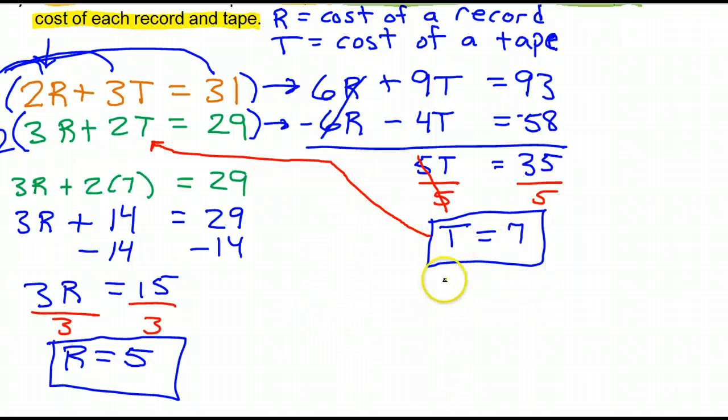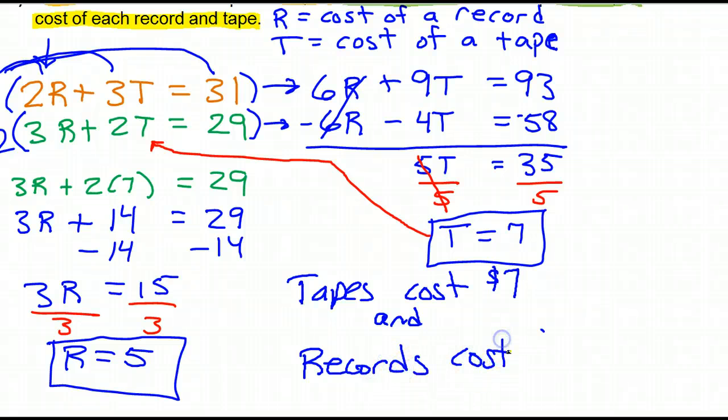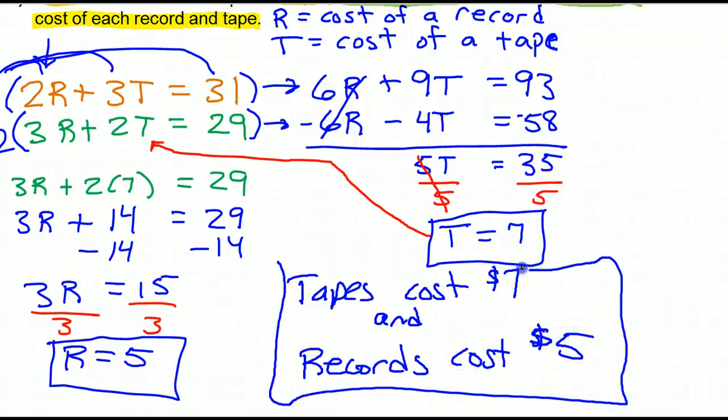Anyway, don't forget to convert these back into words. So the cost of each tape. So we would say tapes cost $7 and records cost $5. Alright, and that is the true answer to the question. Go ahead and put it back into words.